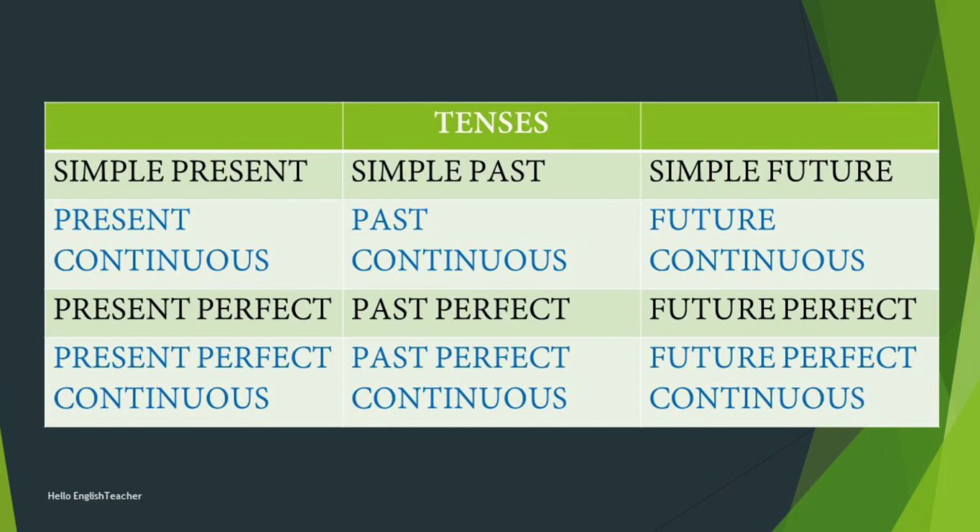Now, let us look at them one by one, with some examples also. Now, look at this table. Here you can see all the 12 types of tenses which come under the present tense, past tense and the future tense. So, we have simple present tense, simple past tense, simple future tense, present continuous, past continuous, future continuous, present perfect, past perfect, future perfect, present perfect continuous, past perfect continuous, future perfect continuous. Now, we are going to look at each with suitable examples.